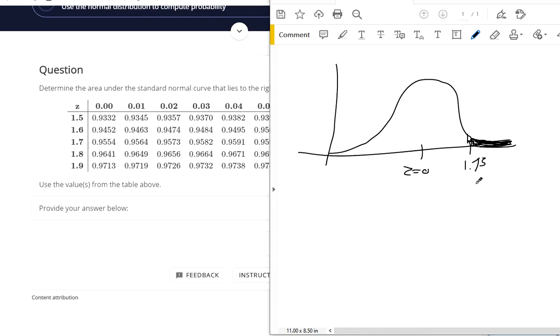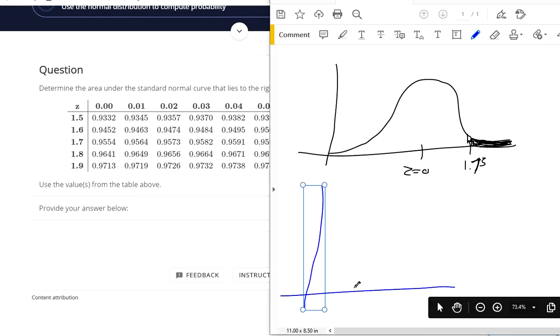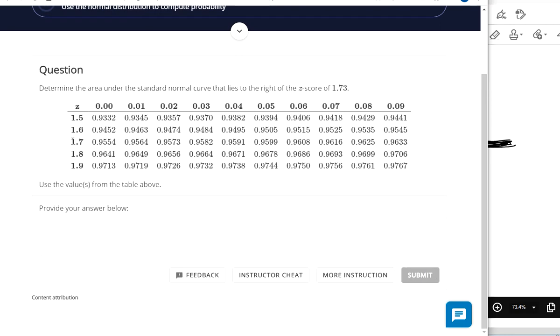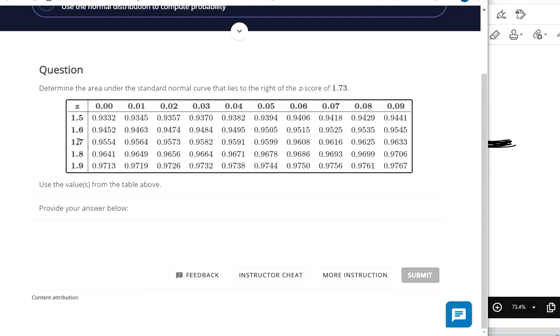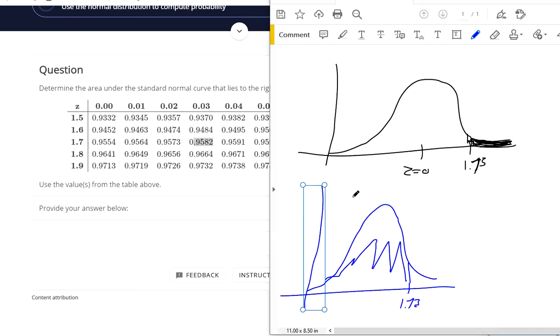Okay, so to find the area to the right of 1.73, we have to keep in mind that the table only is going to give us the values to the left. So when we look up 1.73 in the table, it's only going to give us the values to the left over here. So here's 1.7. Oops. Can't highlight. There's 1.7. And here's 0.03. So they link up right here at 0.9582. That's the area to the left.